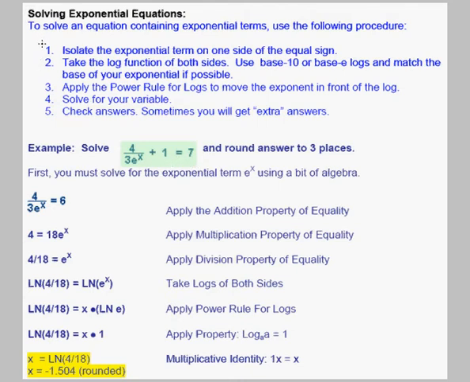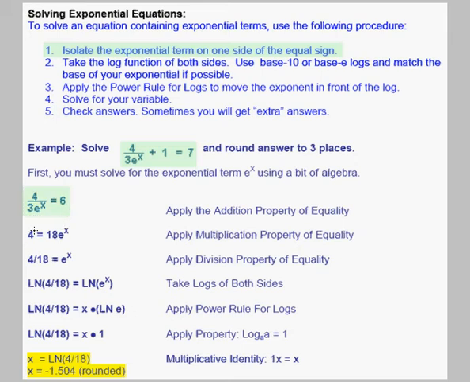The first step is to isolate the exponential term on one side of the equal sign. In this case, our exponential term is e to the x. So we want to get that e to the x all by itself. Well, we can start by subtracting 1 from both sides. That gives us 4/3 times e to the x equals 6.